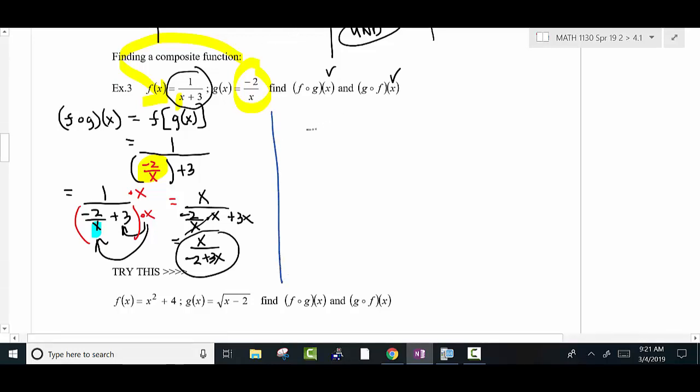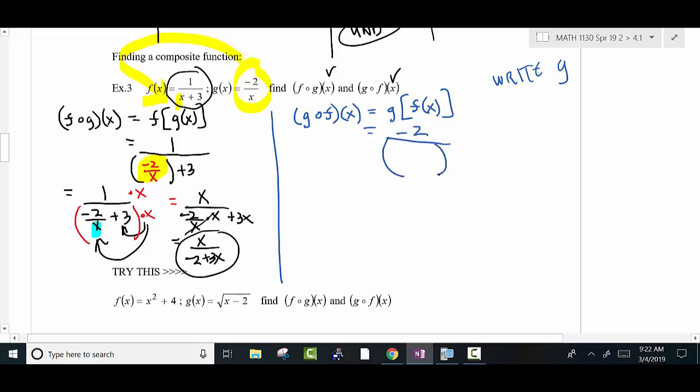Now, when we do this backwards, what we're doing is g composed of f of x. So again, I'm going to write this as g of f of x. You can use parentheses instead of brackets. That doesn't really make any difference. So what you do is you write down g first. You always write down the first function. So the first function is g, so that's negative 2 over something.